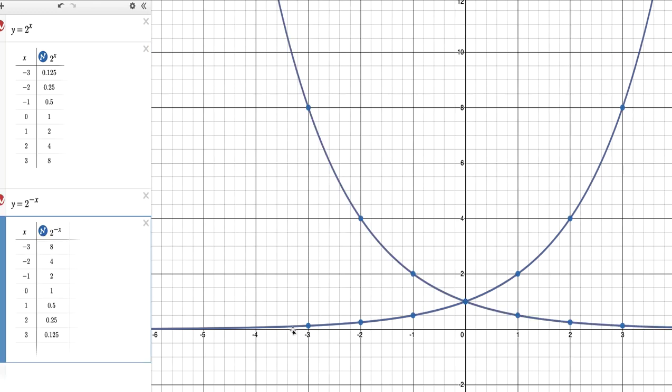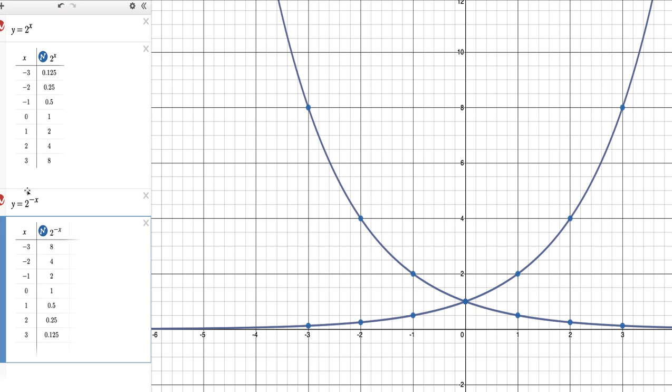Now let's look at another graph here. I wanted to talk about this. Remember, I said if I replace x by -x, I get the y-axis reflection. And look at these two graphs together: y equals 2 to the x and y equals 2 to the -x. They're indeed y-axis reflections of each other. Notice here, the value of the function at 3 is 8, but the value of the function here at -3 is 8. Okay, and so forth.